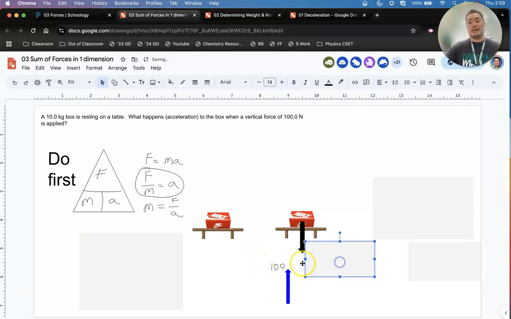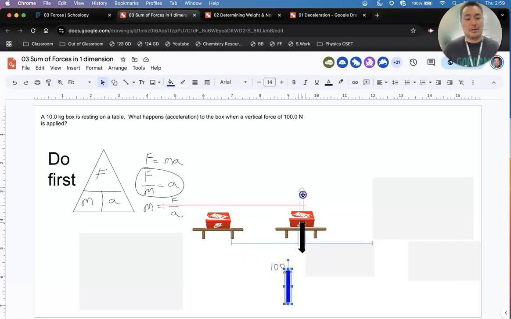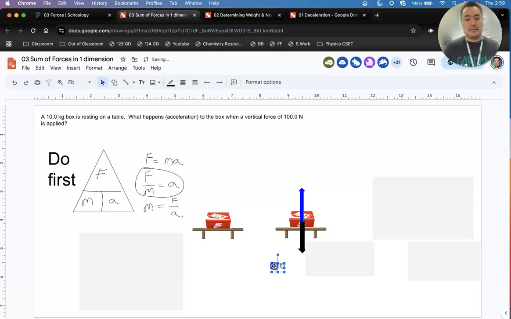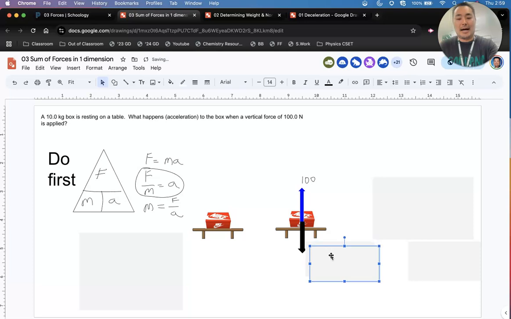And the opposite of weight is called normal. But we're not just doing a normal force. We're actually putting a vertical force, which doesn't necessarily have to be the opposite of weight. So I'm just going to draw an upward arrow and put 100 on it. This is not going to be the exact opposite of weight, so it's not the normal force. But how do we find how fast the object is moving up off the table?